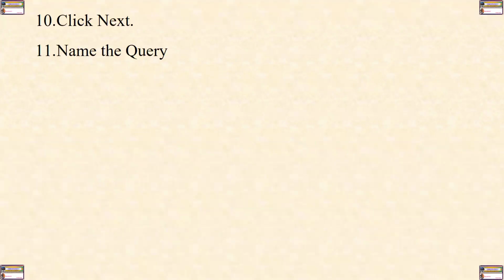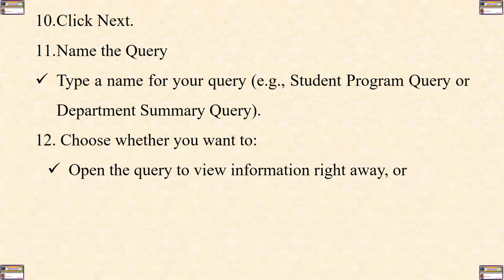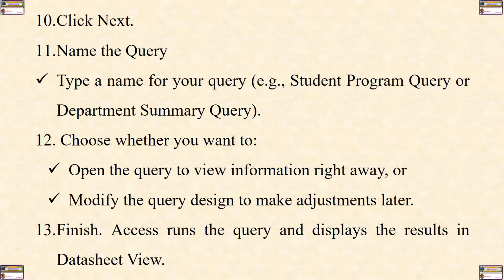You type the name of your query. And this name can, for example, be student program query or department summary query or any other name as need be. You choose whether you want to open the query to view information right away or you want to modify the query design to make adjustments later. Lastly, you click on Finish. At this point, Access runs the query and displays the results in datasheet view.